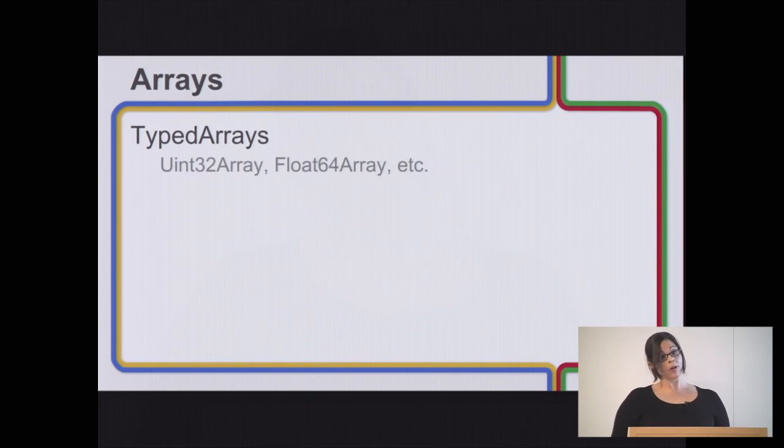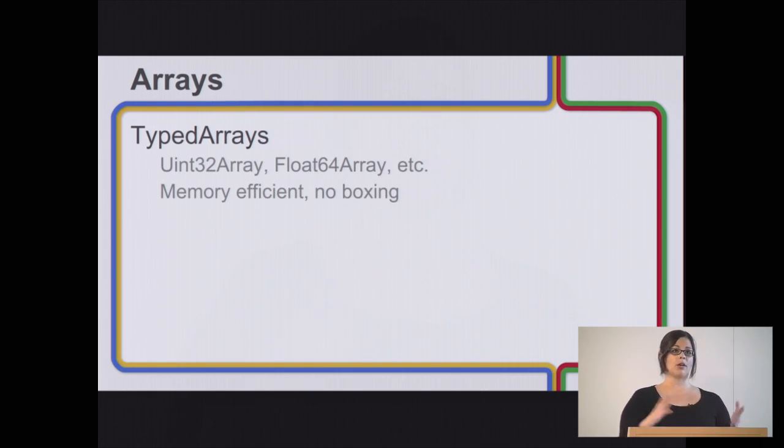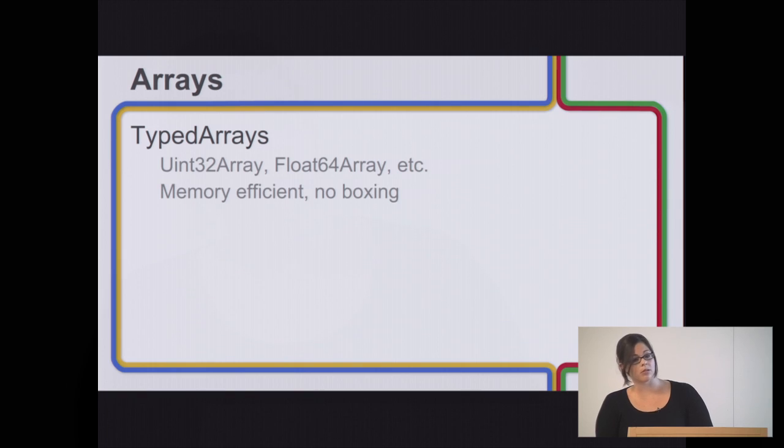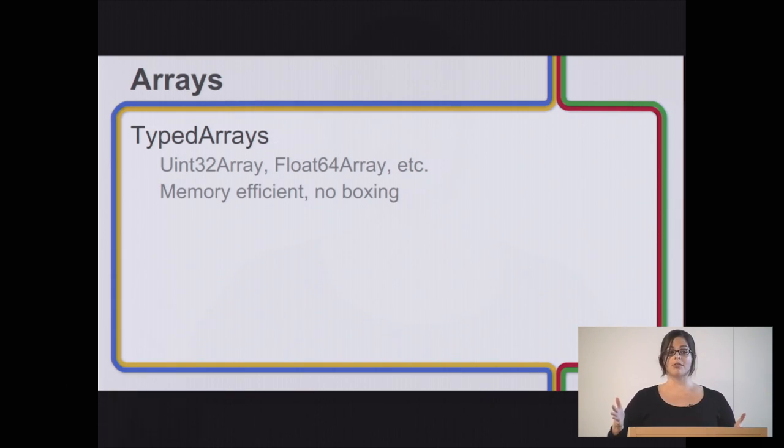They are contiguous blocks of memory that are specified for a particular data type. So you have uint32 array, float64 array, uint8 array, and so on and so forth. Which actually, if you're familiar with JavaScript, is sort of unusual, because most things in JavaScript have no types. So this idea that we're specifying a very specific size for our numbers is actually pretty unique.